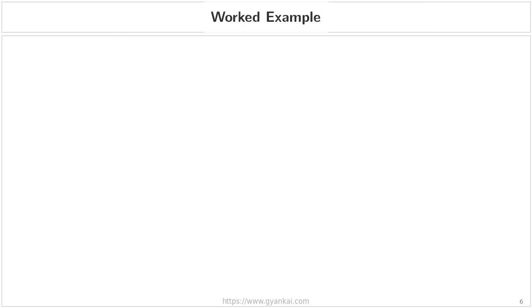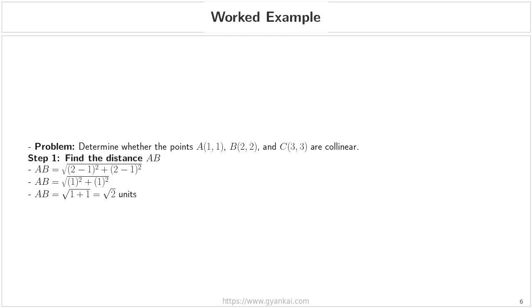Worked example. Now that we have understood the theory and the step-by-step procedure, let's put everything into practice with a worked example. Here is our problem. We need to determine whether the 3 points, A with coordinates 1, 1, B with coordinates 2, 2, and C with coordinates 3, 3 are collinear. To do this, we need to follow the procedure I mentioned in the previous slide and calculate the lengths of all 3 possible segments. Step 1.